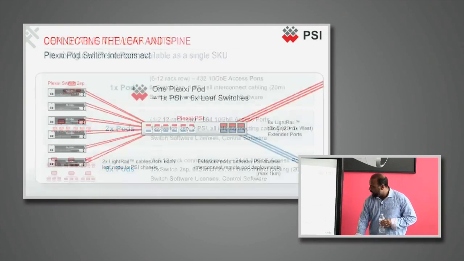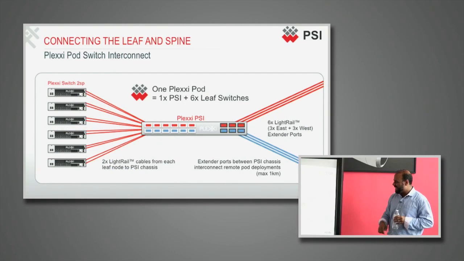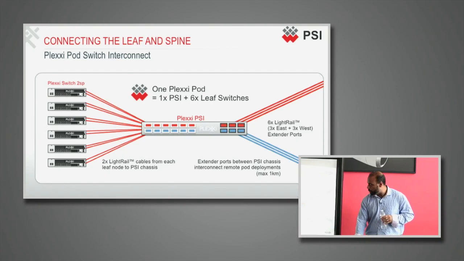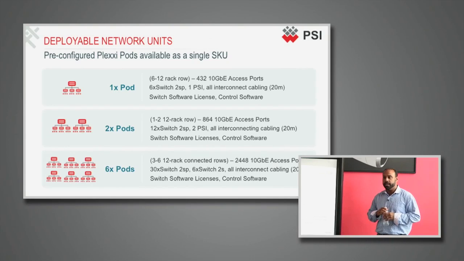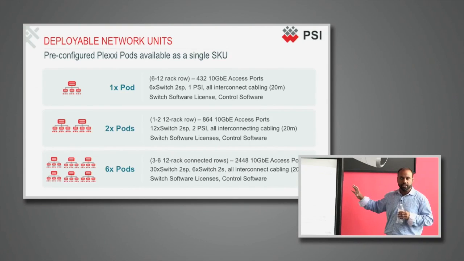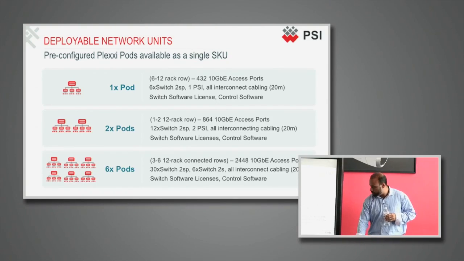So this essentially is that one pod configuration: six switch 2 SPs, one PSI, about 432 access ports in that config. Will you get into how this actually gets wired together? Yep. Okay. A 2-pod config is essentially double that: 12 switch 2 SPs, 2 PSIs, and then a 6-pod configuration. So these are kind of pre-built configurations. We have customers that may have variations of this. We can build these in any size, but again, to make it easy, we have these pre-built configurations.